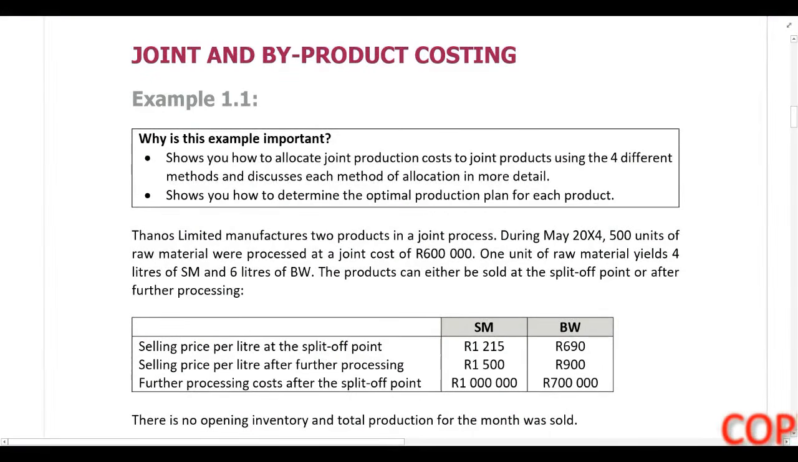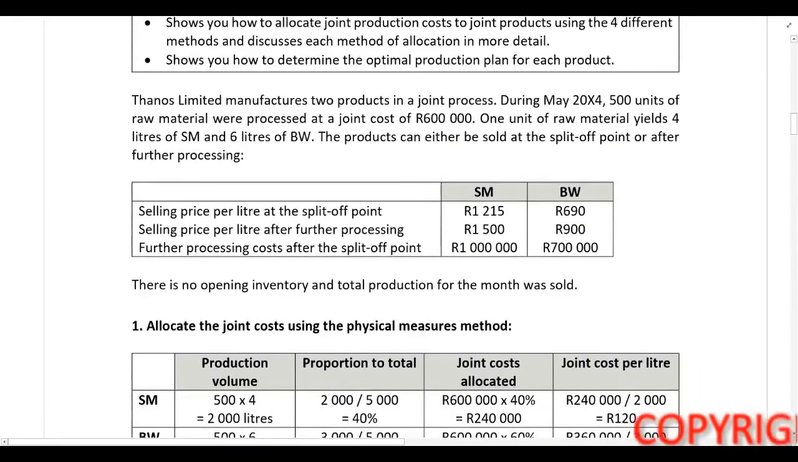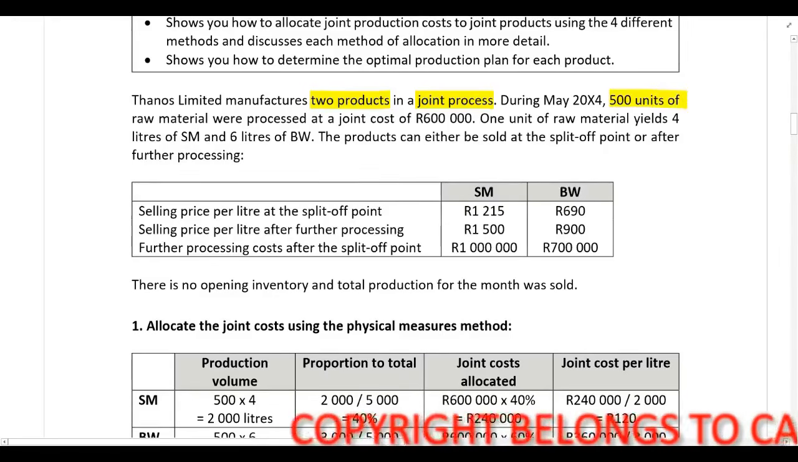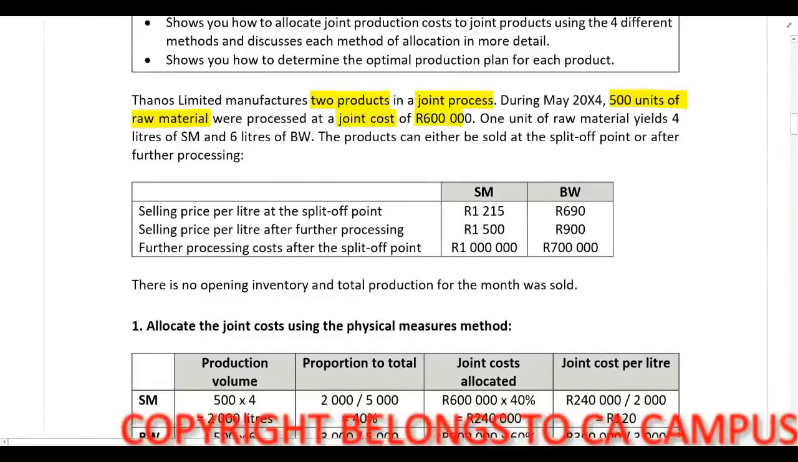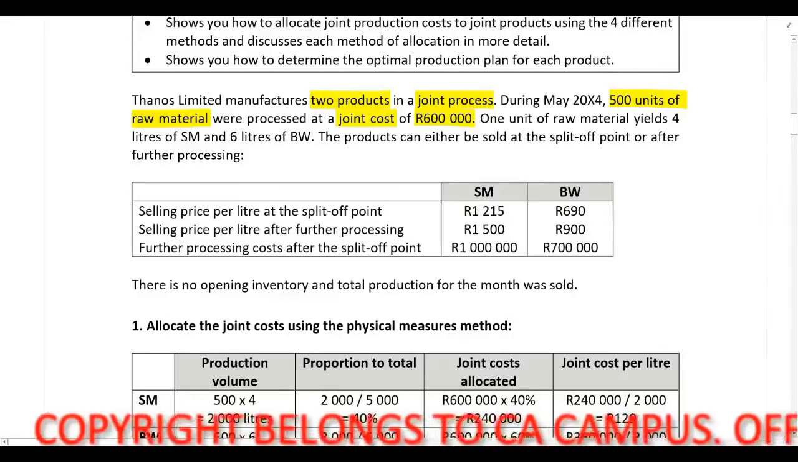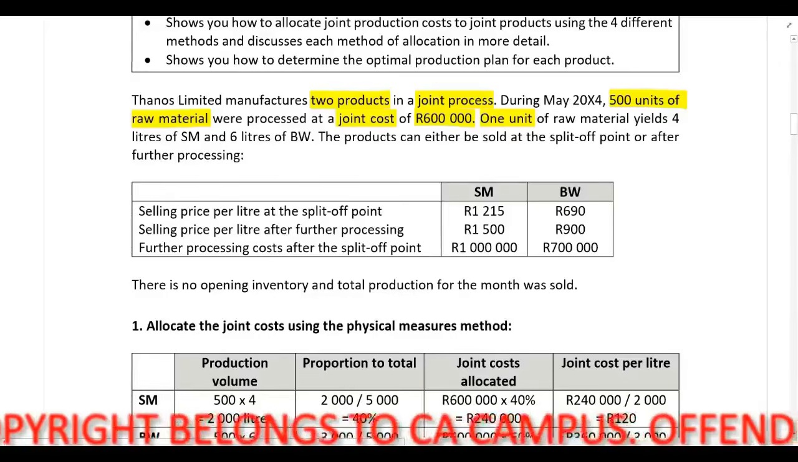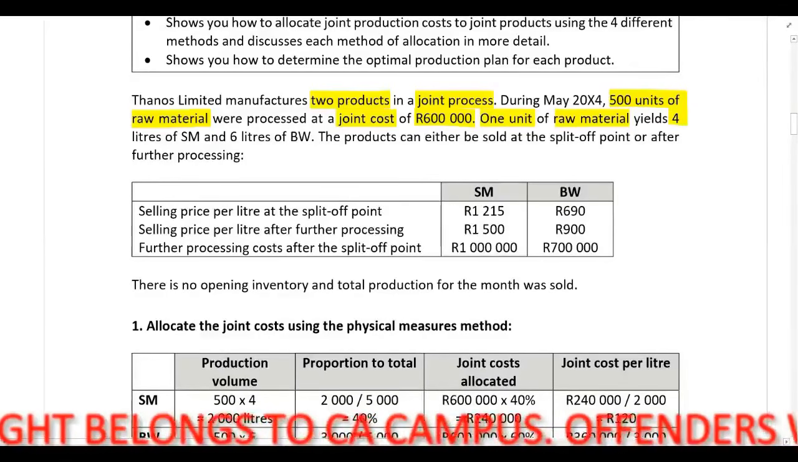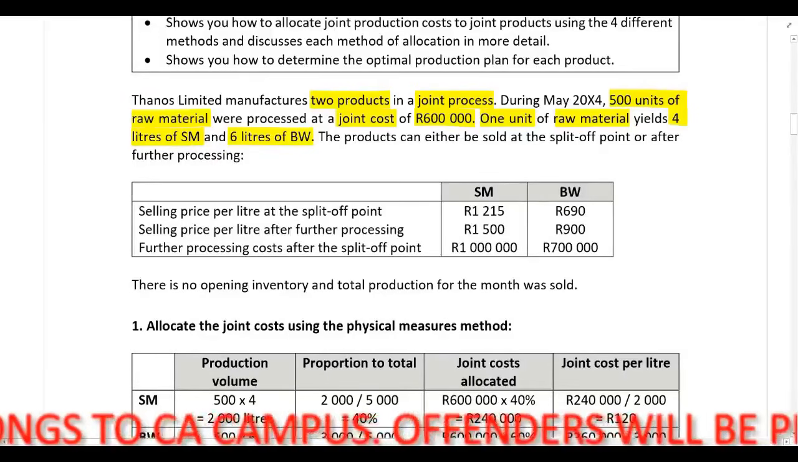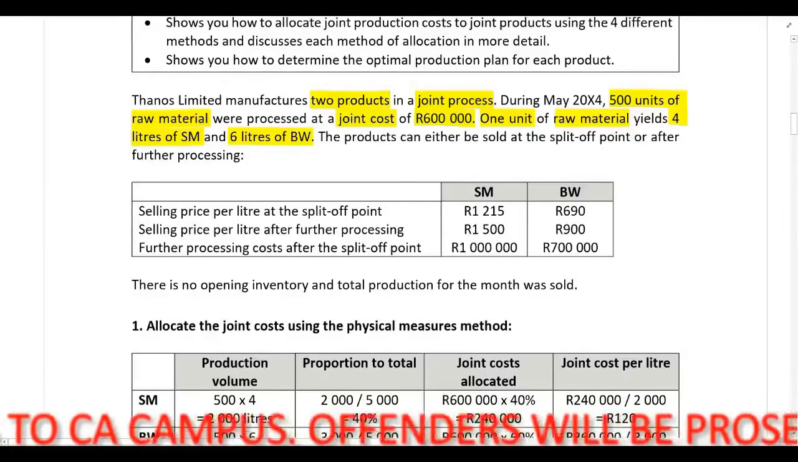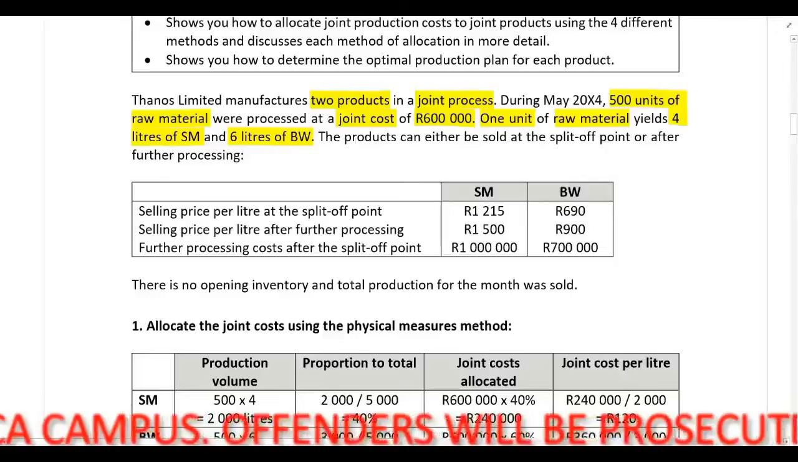Let's look at example 1.1. Thanos Limited manufactures 2 products in a joint process. During May 20X4, 500 units of raw material were processed at a joint cost of 600,000 Rand. 1 unit of raw material yields 4 liters of SM and 6 liters of BW. The products can either be sold at the split-off point or after further processing.